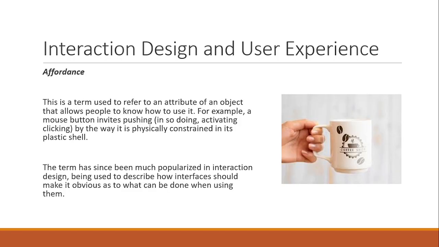Then we have affordance. This is a term to refer to an attribute of an object that allows people to know how to use it, to know how to use a specific object. For example, a mouse's clicking invites pushing, pushing by the way it is physically constrained in its plastic shell. So the mouse tells the user to push the button to activate the click.